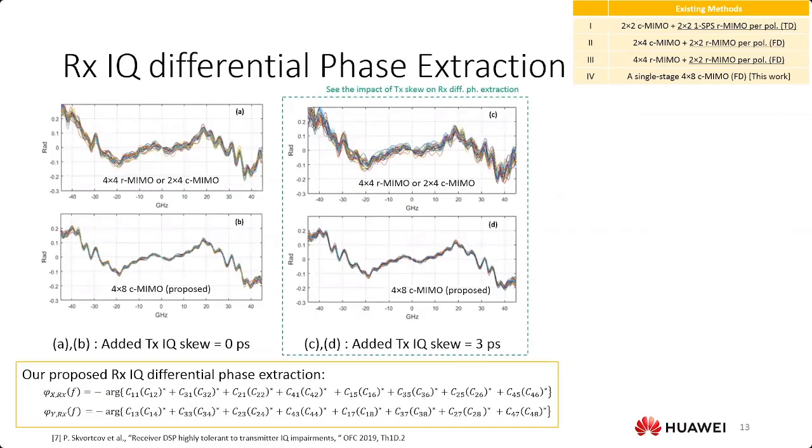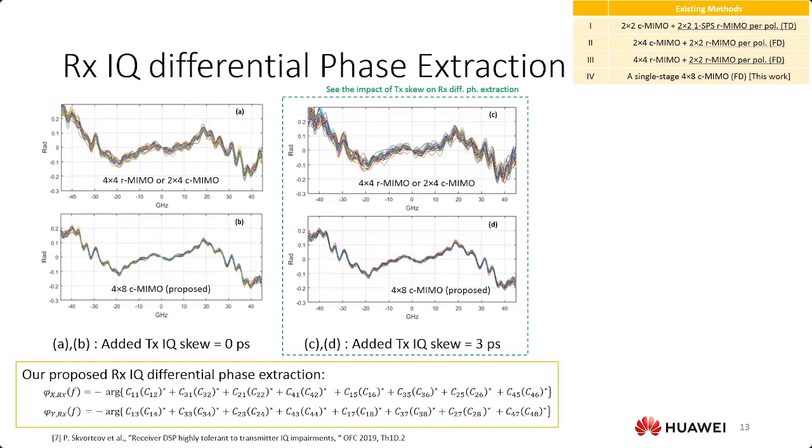Then we measure the receiver differential phase using our method. It shows that our method, which is 4x8 complex MIMO, is very robust to random SOPs. You see a lot of curves in each plot, and each curve represents a random SOP. For the 4x4 real MIMO or 2x4 complex MIMO, the existing approach will have a larger fluctuation. And this problem will be more serious if the transmitter impairment kicks in.